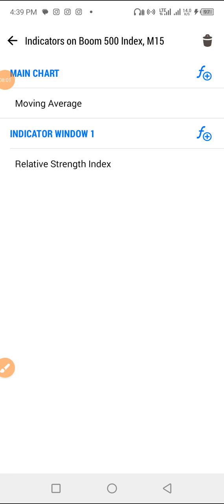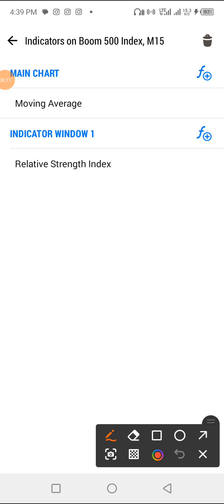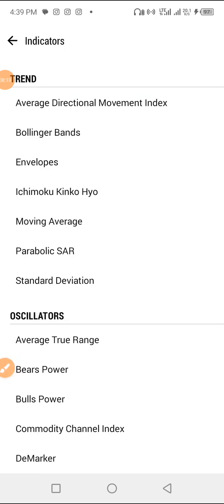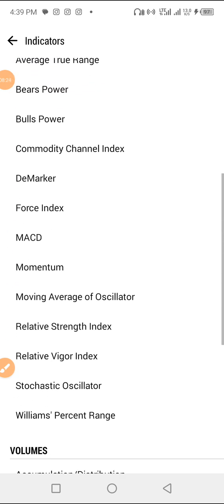So the third indicator we are going to add is called the MACD indicator. And we are going to add that one on the window 1. So you click on the F plus icon in window 1. When you click on it, now you look for the MACD. It's under the oscillators also. Here it is.